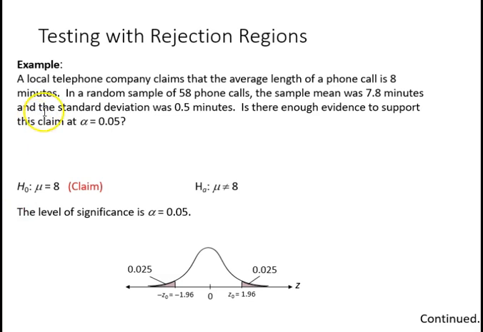Returning to our example of the telephone company that claims the average phone call is 8 minutes, suppose we have a random sample of 58 calls with a sample mean of 7.8 minutes and a standard deviation of 0.5 minutes. Is there enough evidence to support the claim at the alpha 0.05 level? The level of significance is alpha set to 0.05. The claim is mu equals 8, and the alternative is that it will not.